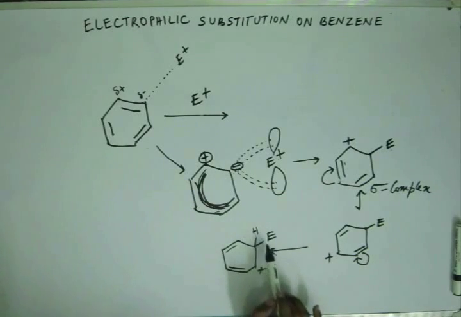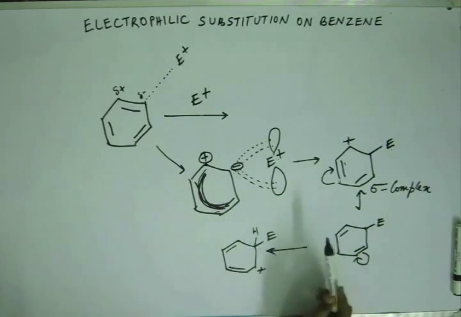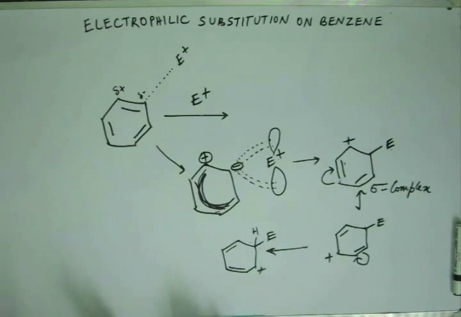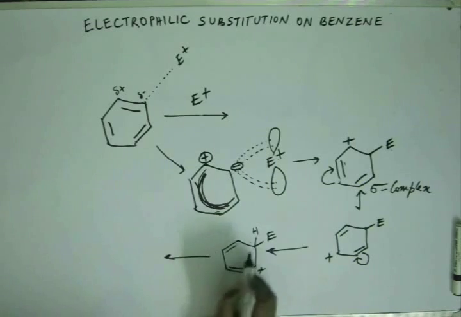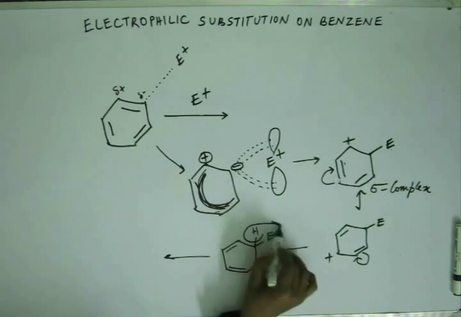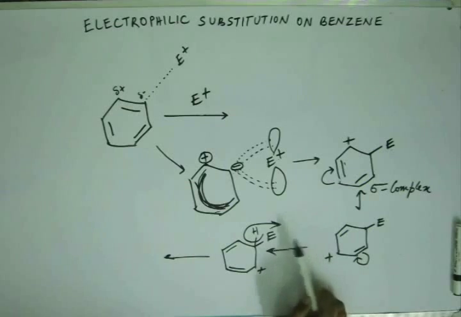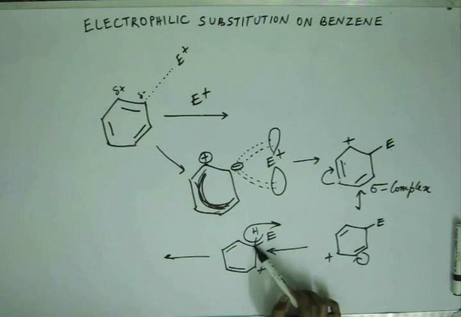If H plus is more stable than E plus, H plus will move out. And in most of the cases, in 99% of cases, H plus will move out. So what we will do is, if we remove H plus from here, if H plus goes off, it will lose electron, and that electron will go into the orbital of this carbon.